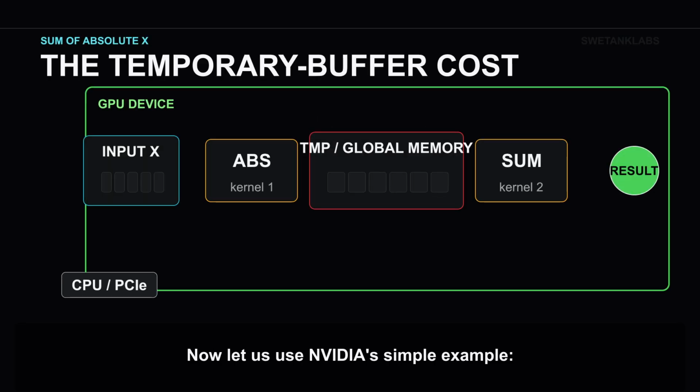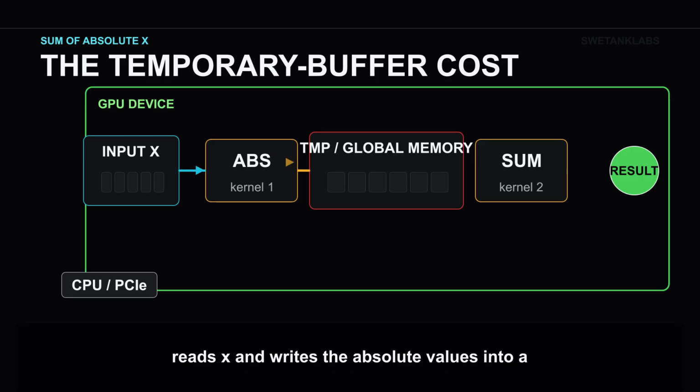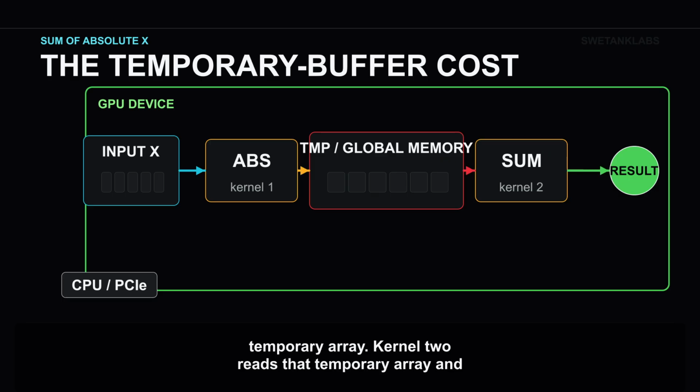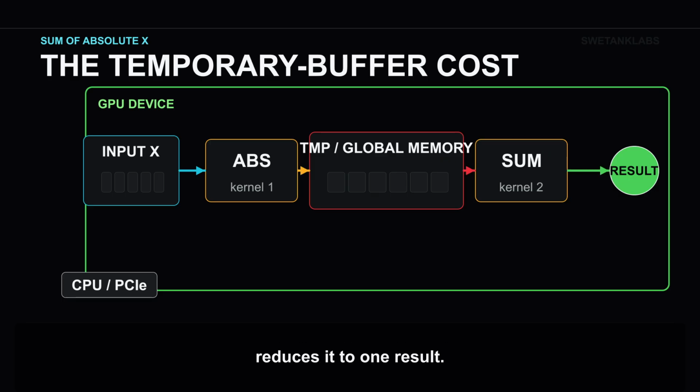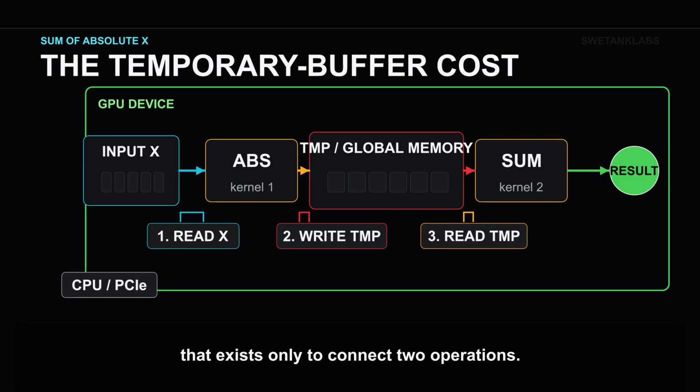Now let us use NVIDIA's simple example, sum of absolute x. We take the absolute value of every array element, then add those values together. The obvious implementation uses two kernels. Kernel 1 reads x and writes the absolute values into a temporary array. Kernel 2 reads that temporary array and reduces it to one result. The two launches matter, but look at the data path as well. The first kernel reads and writes every element. The second reads the temporary. Again, that is 3 large passes through device global memory for an array that exists only to connect two operations.